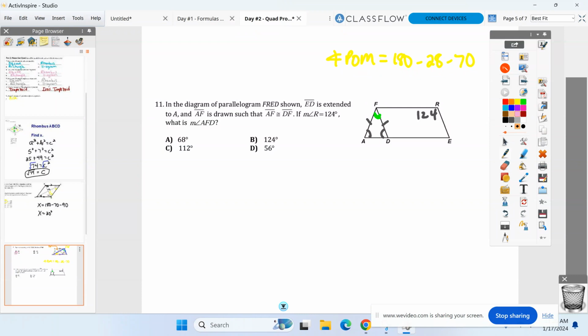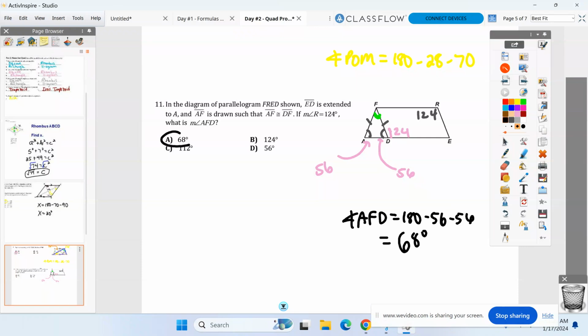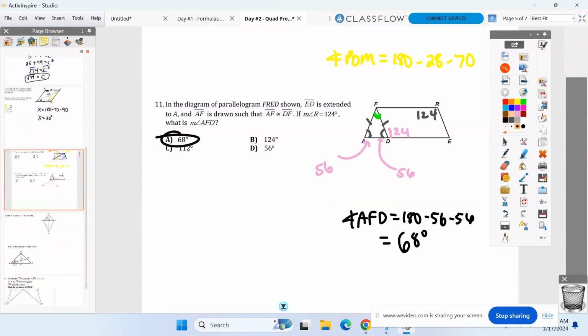If this is 124 and it's a parallelogram, opposite angles are congruent. So that one's going to be 124. I got a linear pair up in here, so they're supplementary. So the angle supplementary to it will be 56. So will angle A, because in a triangle, congruent angles are across from congruent sides. And then you guys are on your way to find the actual answer, AFD. Which was what, 68? Yeah. So just read the darn thing carefully, please, kids. Read it carefully for me. I'd really appreciate it.